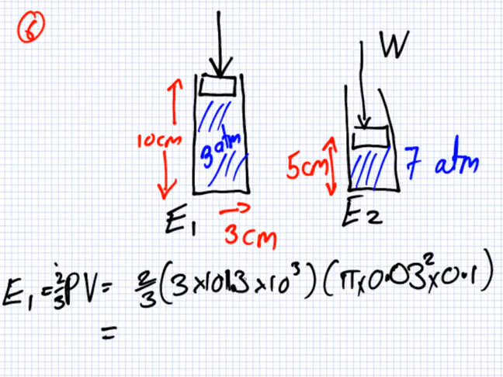Well, I'll ask you now in a second. The formula is PV equals 3 over 2E. So E equals 2 over 3 PV. Now, anybody want to have a guess at what the pressure in the balloon is?